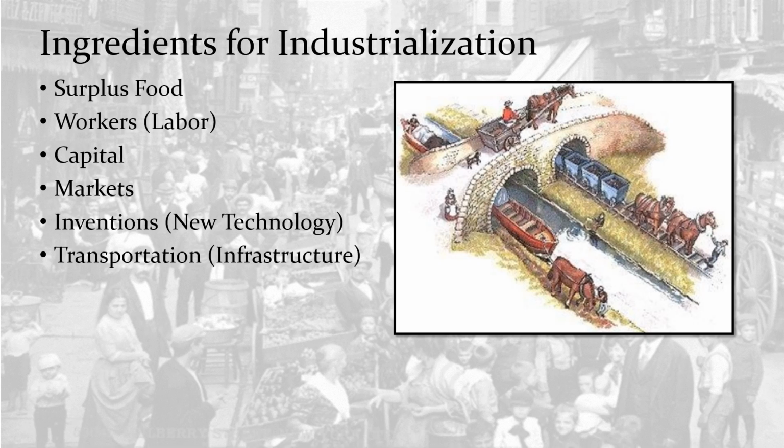So, in terms of industrialization, there are six things that you need for industrialization, or what you may call ingredients of industrialization. Surplus food, which we've talked about because of the mechanized agriculture in the West. Laborers, workers. This is coming largely through immigration, capital, markets, and markets are kind of a segment of transportation as well, because you have to get your goods to market. Inventions or new technology, and of course, transportation and infrastructure.